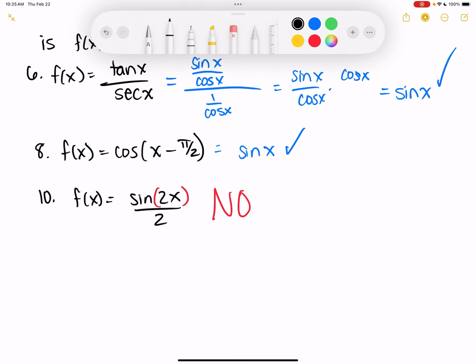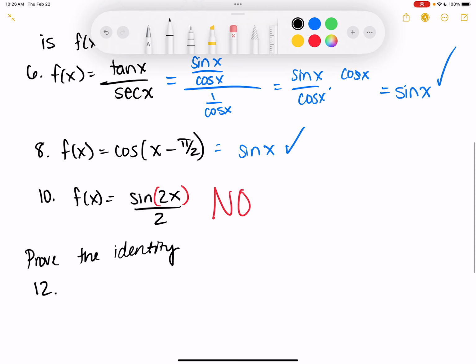Alright, now we're actually into prove the identity. So, starting with 12. Sine of x times cotangent of x plus cosine x tangent of x equals cosine x plus sine squared x.